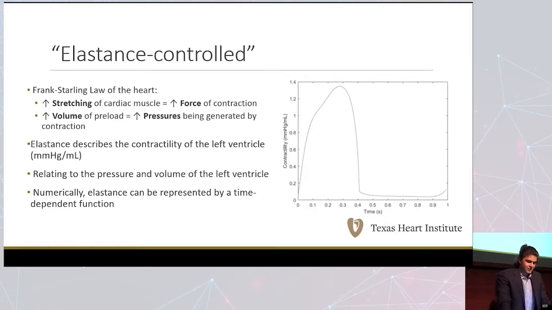So the time element on the x-axis ranges from 0 to 1, which is the time of a heartbeat at 60 beats per minute. And this allows us to determine what the pressure volume relationship should be at any given moment during the heartbeat.